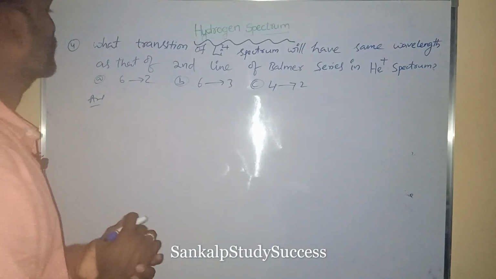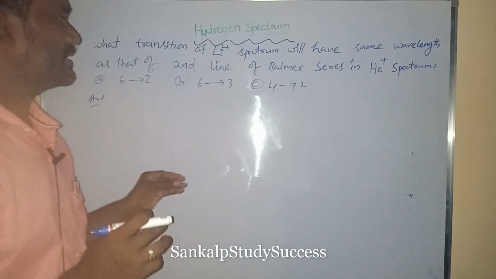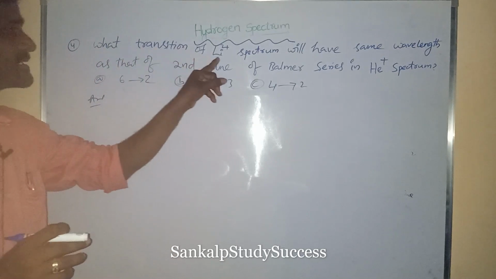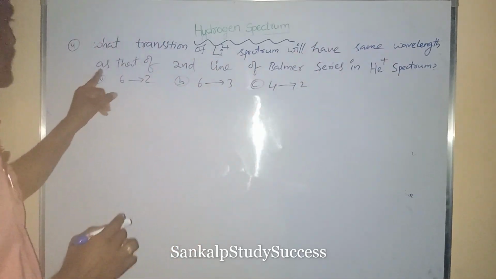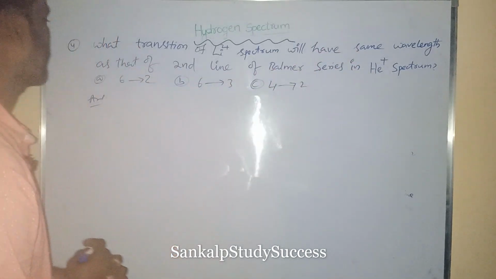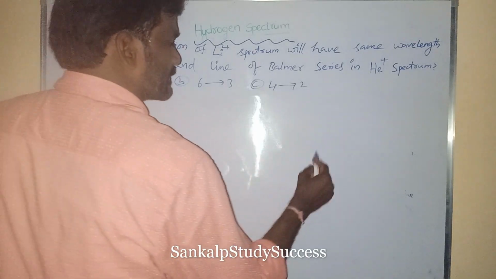Another sum. This is a very, very important sum. It is asked in so many chemistry entrance exams. What transition of Li2+ spectrum will have the same wavelength as that of the second line of Balmer series in He+ spectrum? So transitions are given.